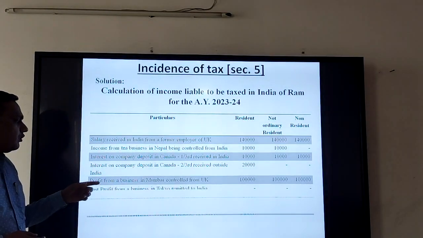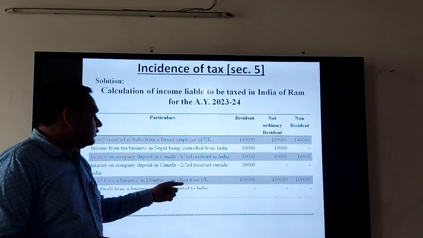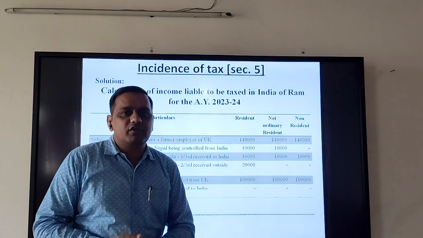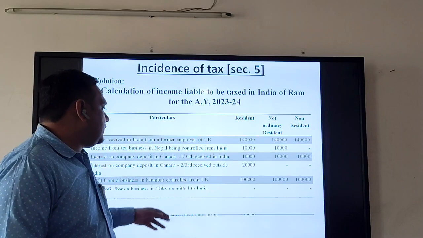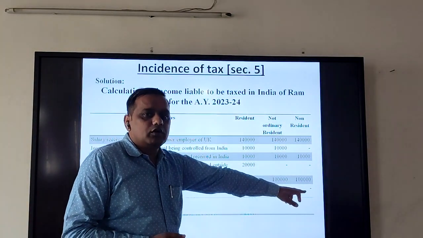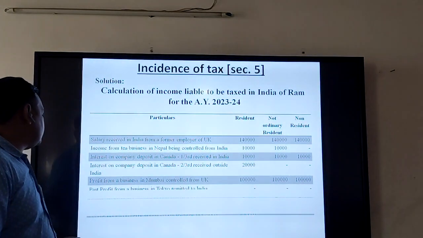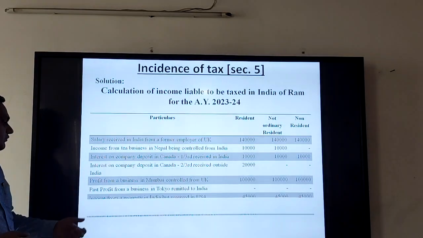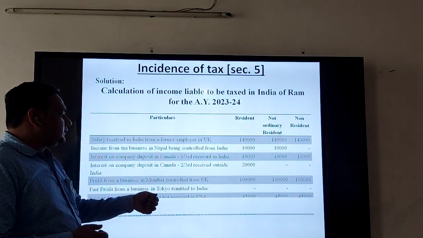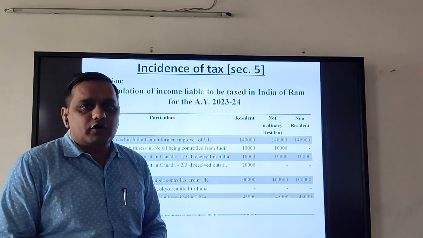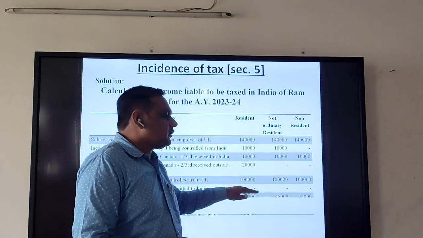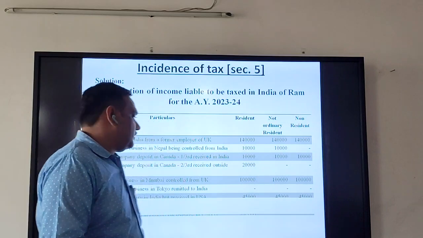Next point is profit from a business in Mumbai controlled from UK. Now when business is in Mumbai, that means income earned in India. That's why it is Indian income and taxable for all three types of residential status. Next is past profit from business in Tokyo remitted to India. This is the category C of foreign income. That means it is not at all taxable for any type of residential status.